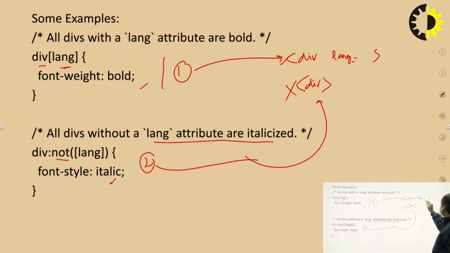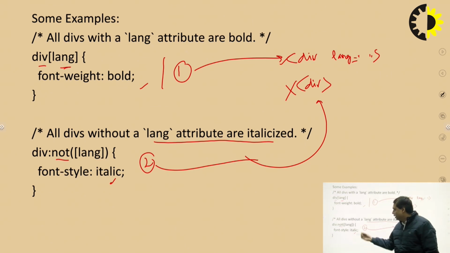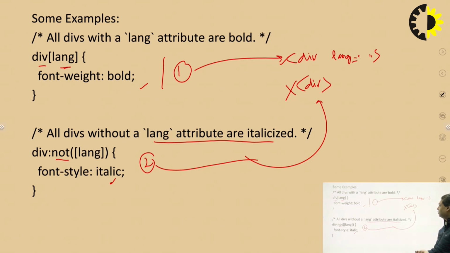Now here the value is immaterial. It can take any value because we have not mentioned the value. We have mentioned only the name of the attribute, so the value can be anything. And similarly here the value can be anything. Even though the value has no meaning here, if the language attribute is not present, then this CSS will be applicable.